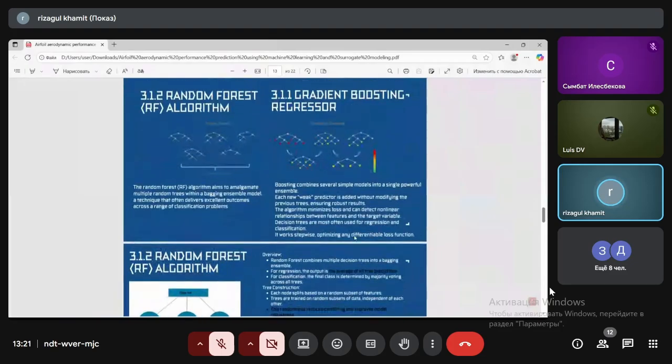Regarding the second type, first it was gradient boosting, and second it's random forest. So gradient boosting combines several simple models into a single powerful ensemble. Each new weak predictor is added without modifying the previous trees, ensuring robust results. It works stepwise, optimizing any differentiable loss function.